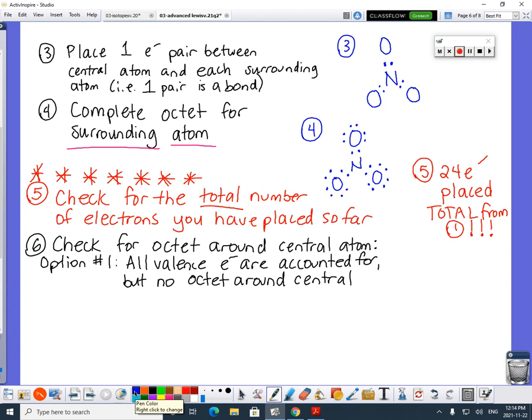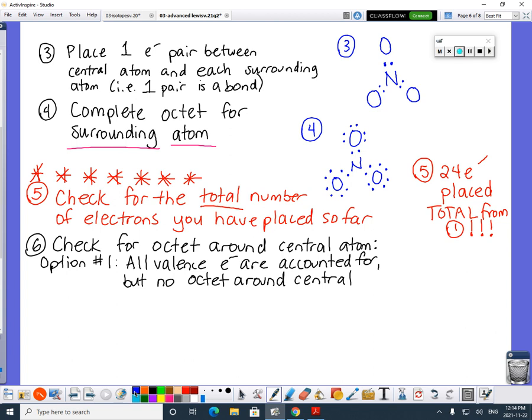Okay, so all the valence electrons are accounted for, but we do not have an octet around the central atom. So what can we do? Well, we talked about in grade 11, you can have single bonds like we have so far. With covalent compounds, you can have double and you can have triple, right? So we can move a pair of electrons and make a double bond without adding more electrons.